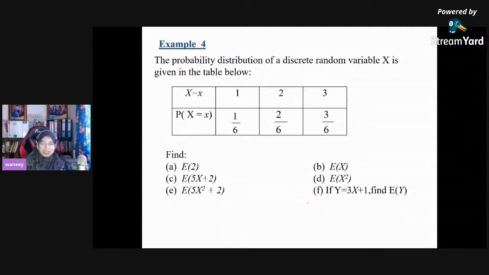Okay, let's see which one is the easiest one. Okay, so of course we start from A first. This is expectation of 2. Expectation of 2 simply means that this is a constant, right?